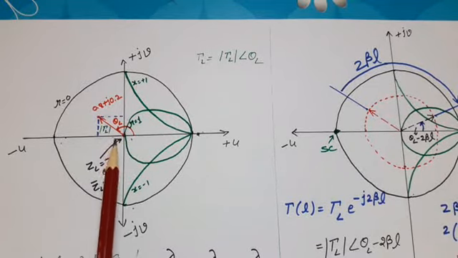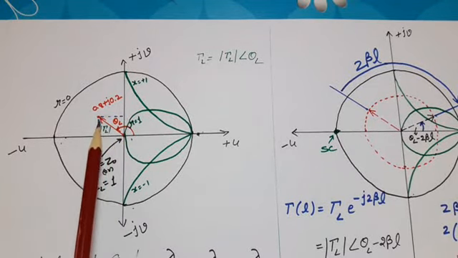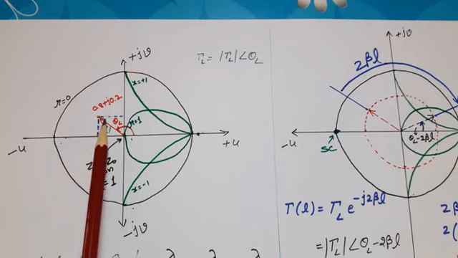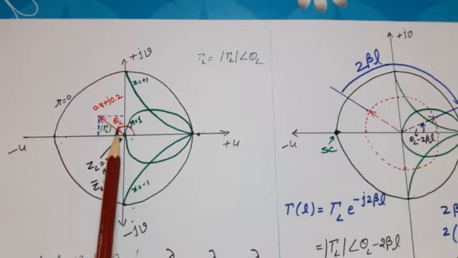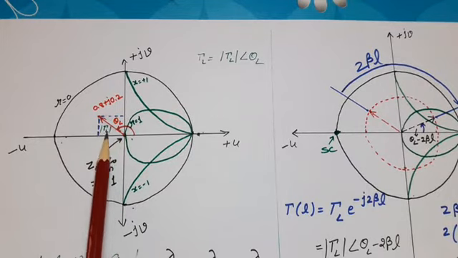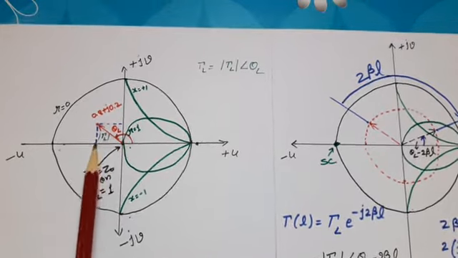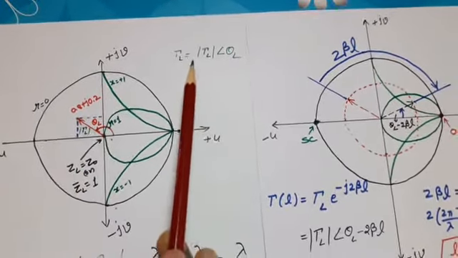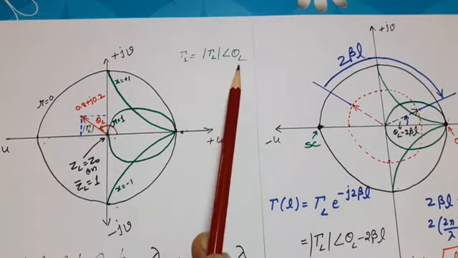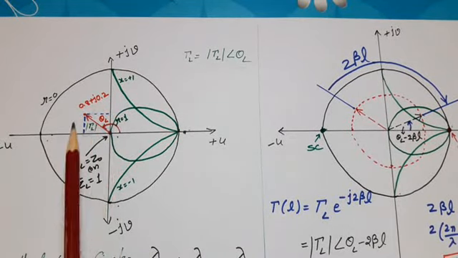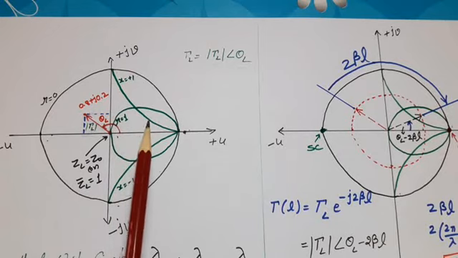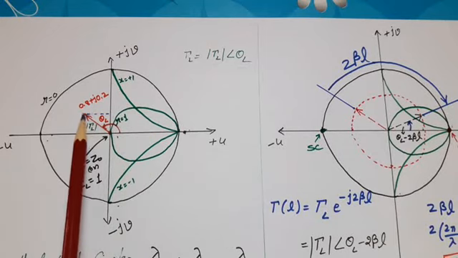If we want to write gamma L in magnitude angle form, then just draw a vector from origin connecting this point. Now the length of this vector is the magnitude of reflection coefficient and the angle of this vector from the horizontal axis, suppose it is theta L, is the angle of the reflection coefficient. Suppose vector length is mod of gamma L. Therefore, for this point, we can write gamma L is equal to mod of gamma L angle theta L. In this way, we can write reflection coefficient for all normalized load impedances in the Smith chart. We just need to read the graph corresponding to that normalized load impedance.